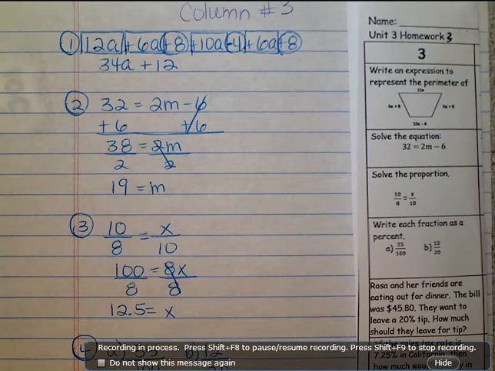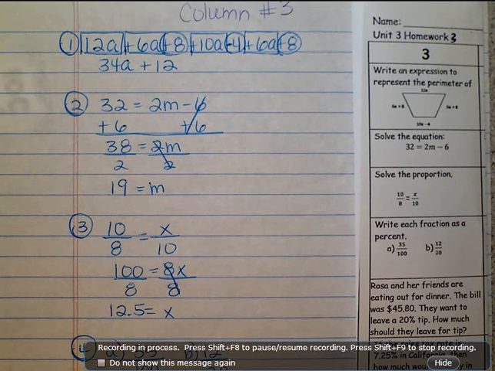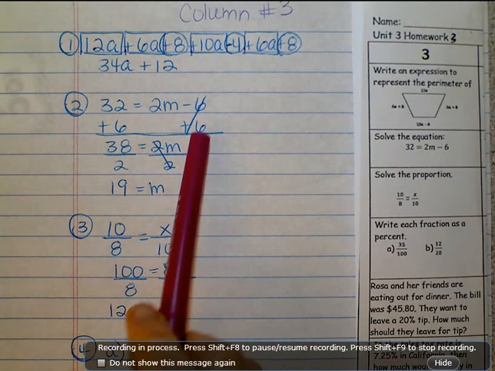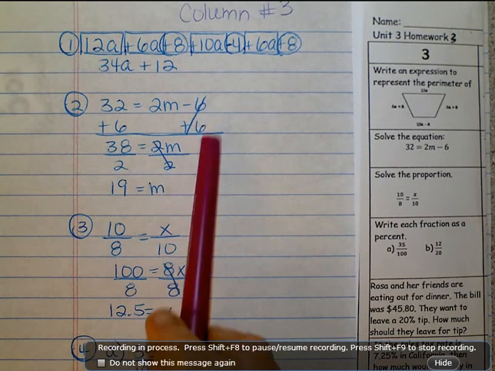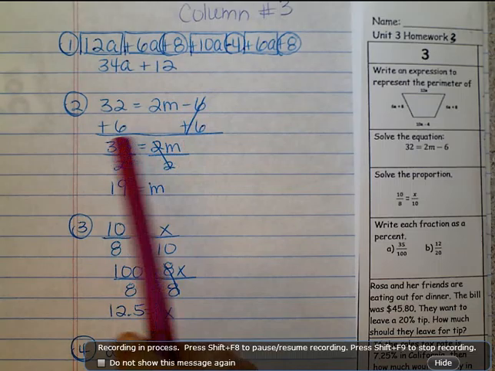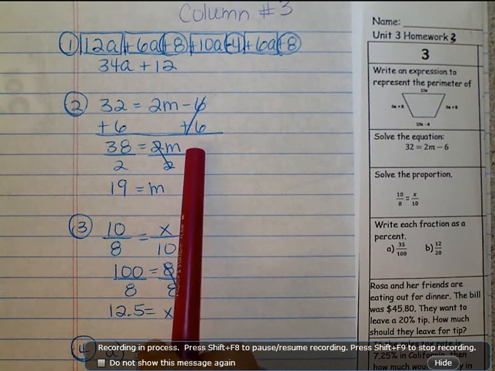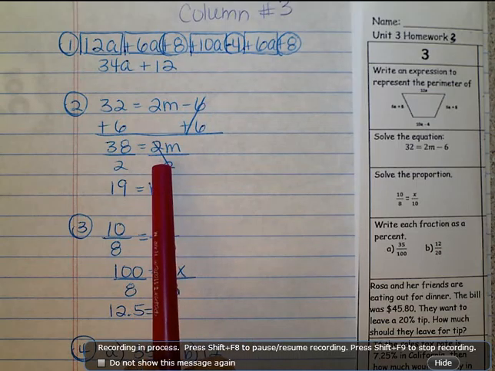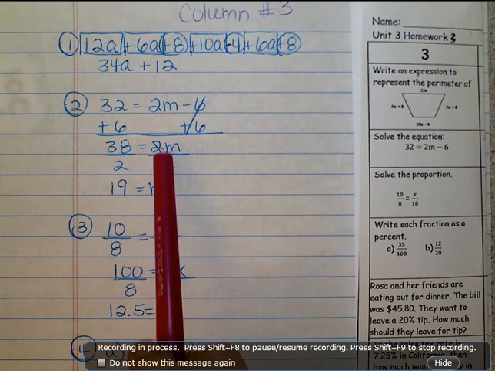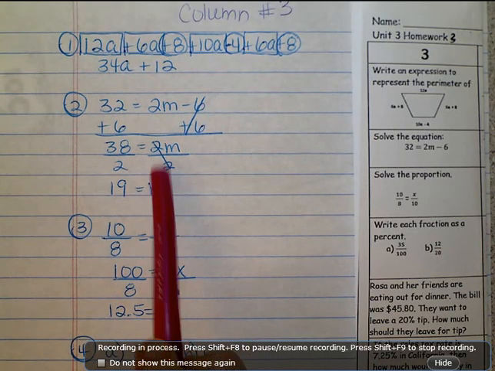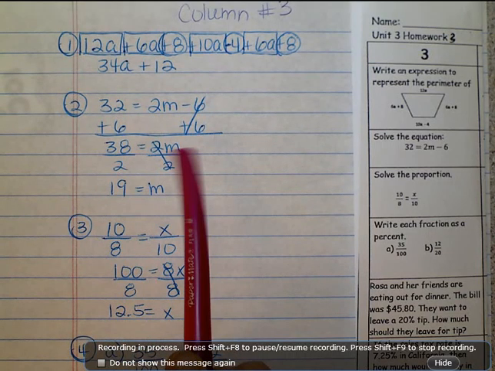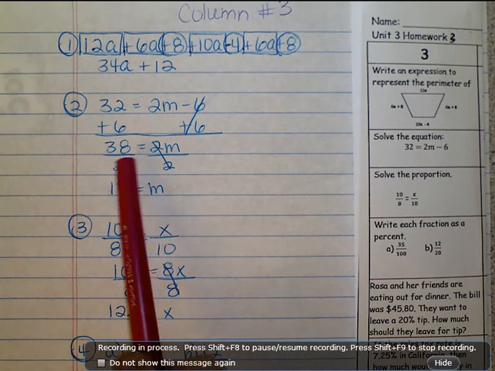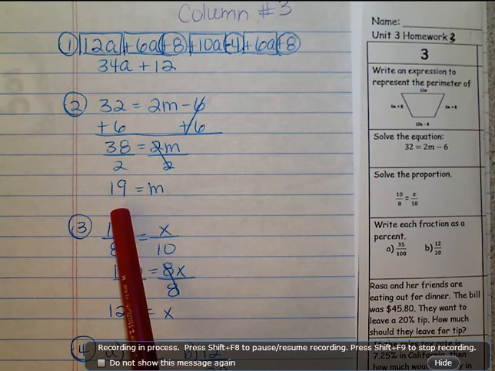For number 2, it asks me to solve the equation 32 equals 2m minus 6. So I'm going to first start by moving my constant. I'm going to add 6 to both sides. That cancels my minus 6 and leaves me with 2m equals 38. I'm then going to divide by my coefficient of 2 on both sides, which leaves me with m on this side and 38 divided by 2, 19, on this side.